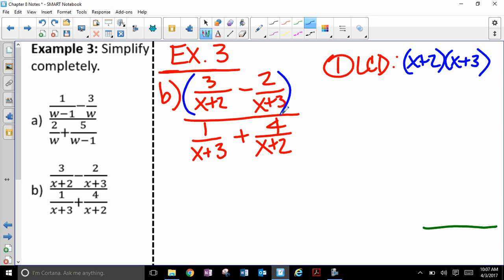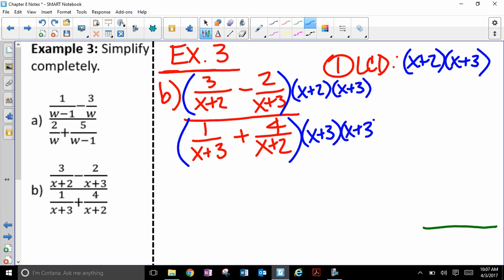Okay, step 2. We're going to multiply top by that and multiply the bottom of the bigger fraction by that. And if it helps to make that over 1 so you can see diagonally what you can cancel, go ahead and do that. So 3 over x plus 2, the x plus 2 cancels with that x plus 2, and you'll be left with 3 parentheses x plus 3.